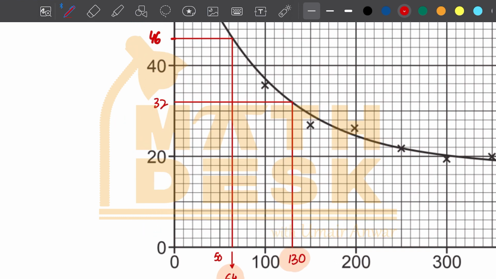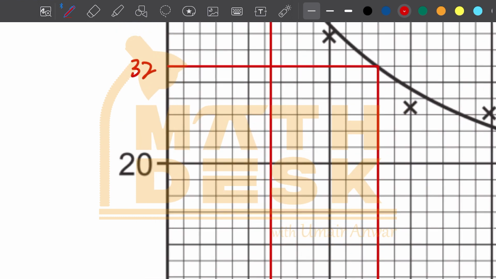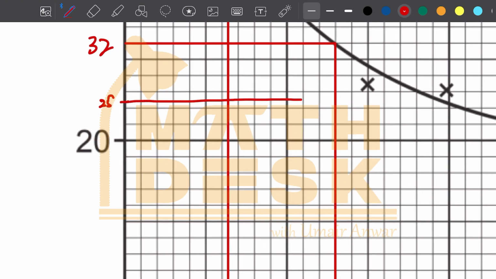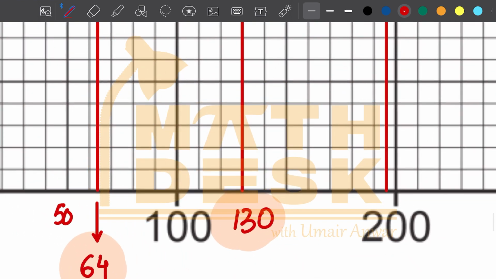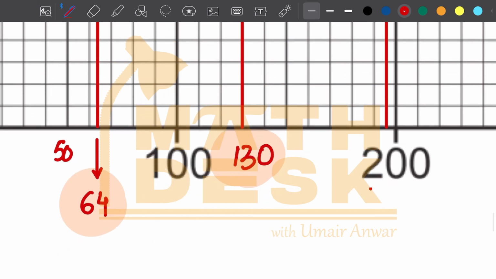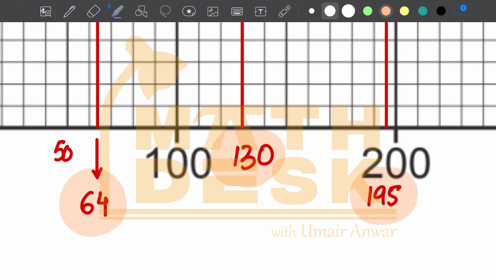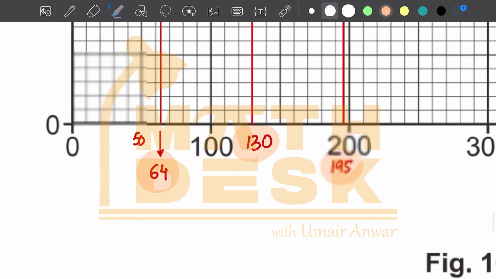The next point is 25, and 25 is in the mid of 20 and 30, so it is here. So when I match this point with the curve, we get a value which is in the mid of 190 and 200. So it is almost a value of 195. So these are the three values that we are getting: 64, 130 and 195.